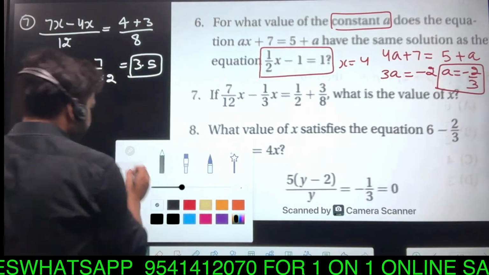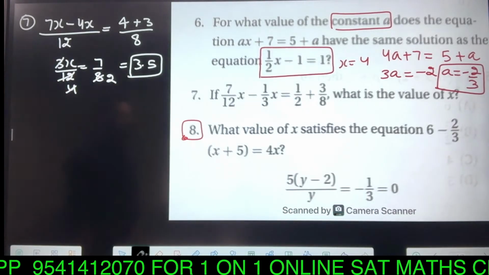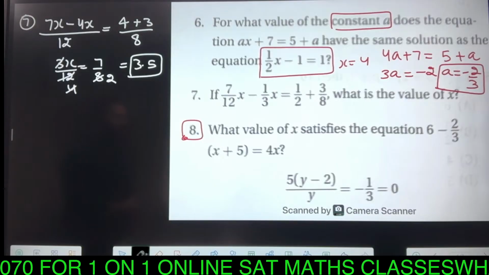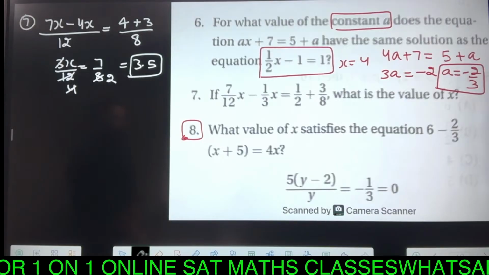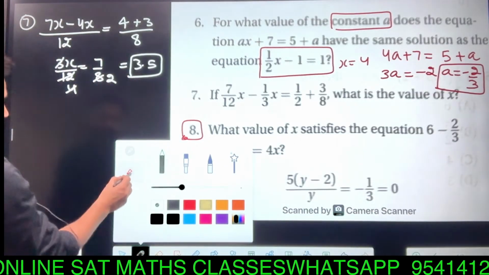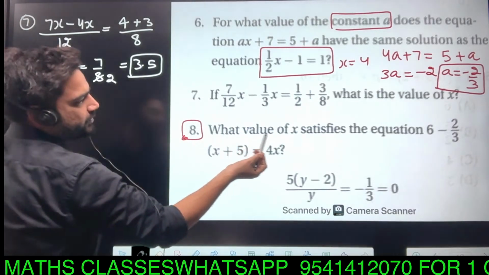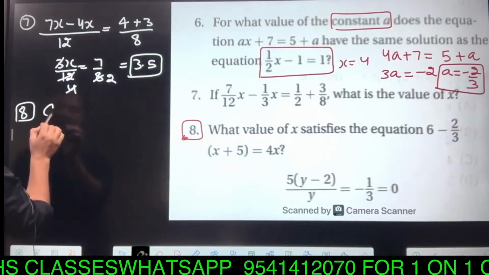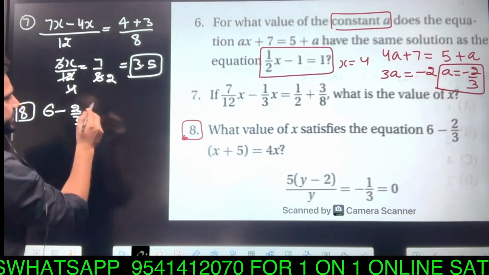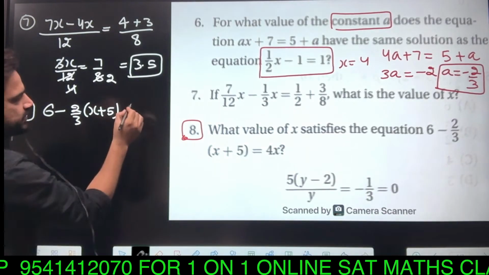What is question number 8 saying? In question number 8 they are saying what value of x satisfies the equation. This is the equation, and what value of x is satisfying this? So how to solve this question? Again, question number 8 is super easy, and see, in question number 8 it is 6 minus 2 by 3, and that 2 by 3 is multiplied with x plus 5. This 2 by 3 is multiplying with x plus 5, and this is equal to 4x.